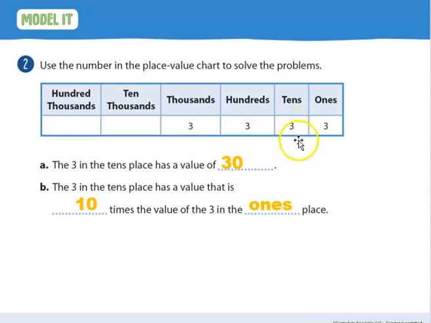Here's 3 in the tens place. Here's 3 in the ones place. This 3 is worth 30. This 3 is only worth 3. So that's 10 times the value, or 10 times greater.